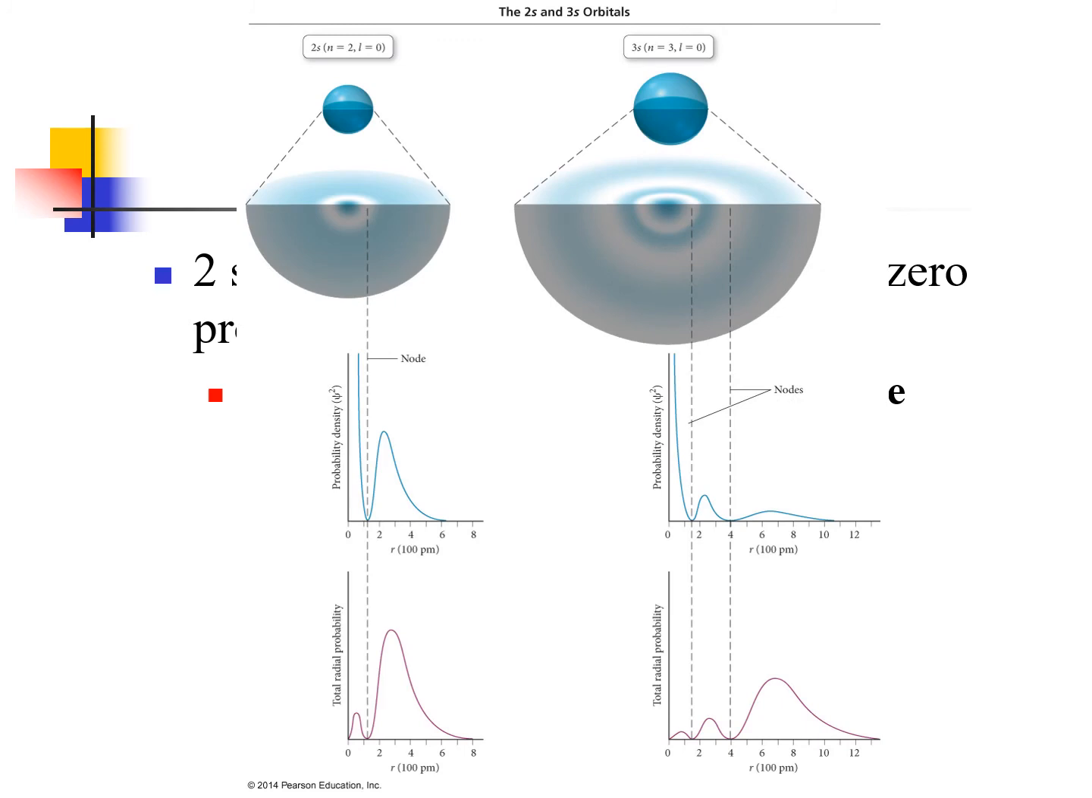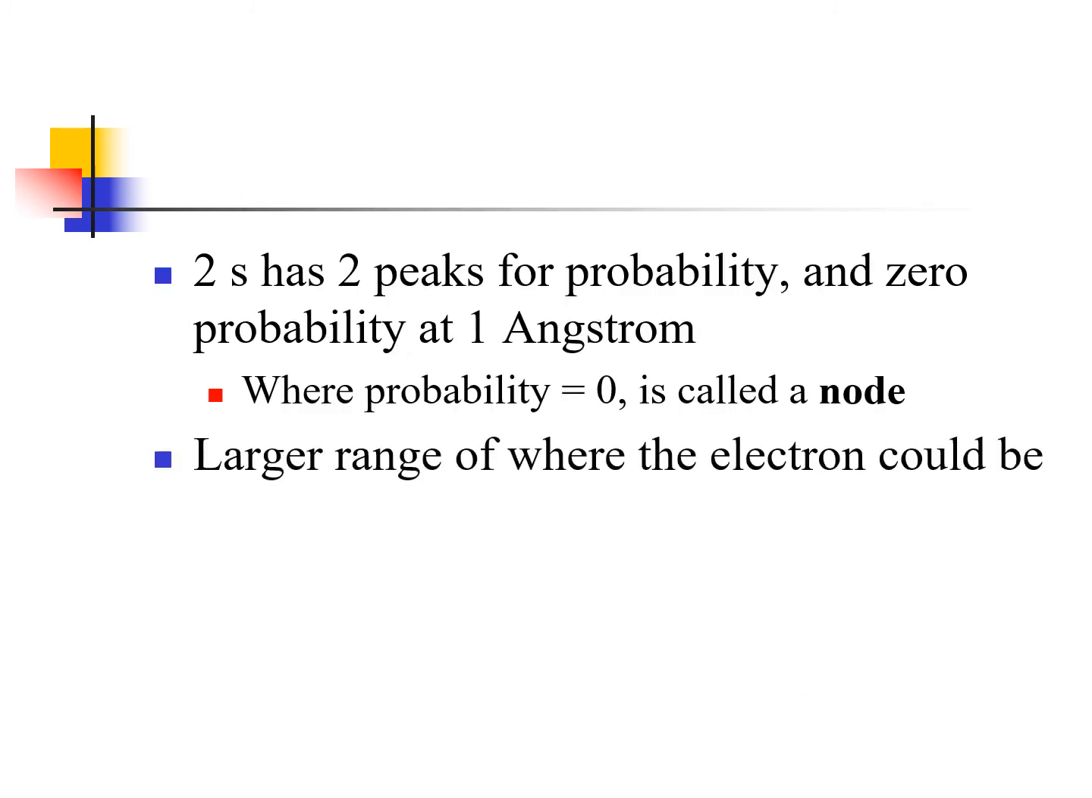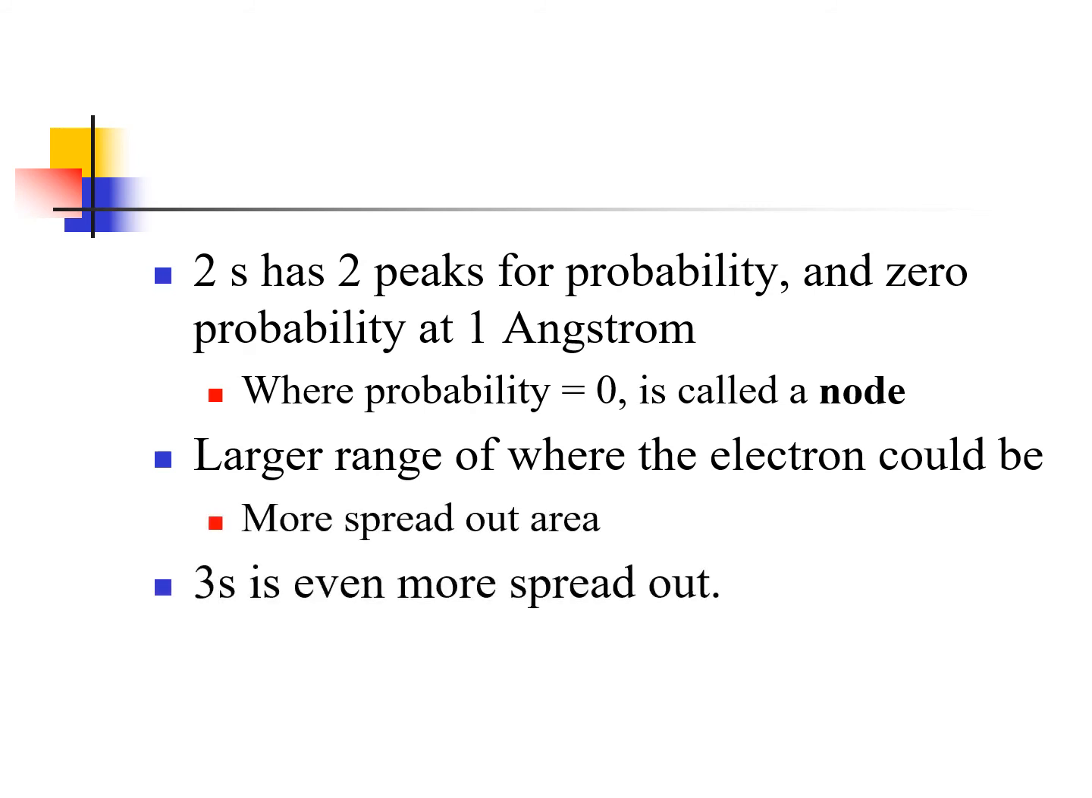And again, that's where we saw probability is 0. The higher up you get, the larger range of where an electron could be, a more spread out area. 3s is even more spread out. The secret to this and the takeaway is that the higher the energy level, the 1s, 2s, 3s, that number in front is the energy level. That's the principal quantum number. The larger that is, the more spread out the area is, the larger the sphere is.